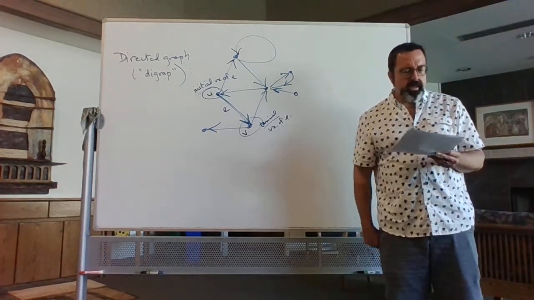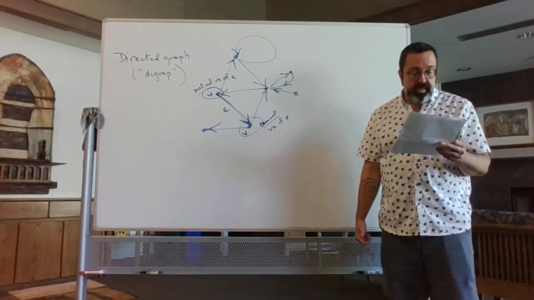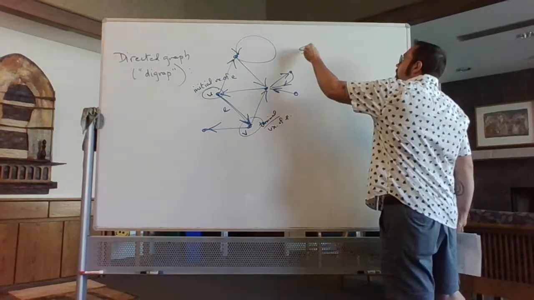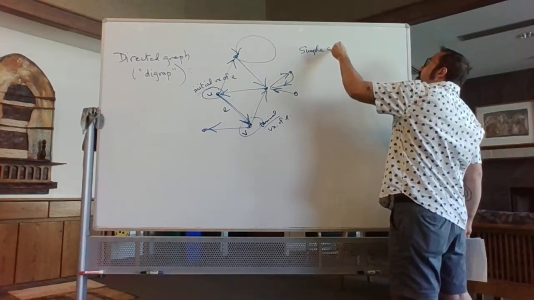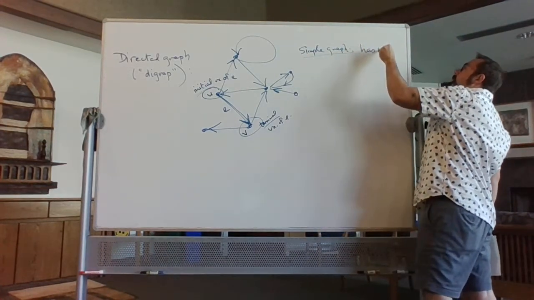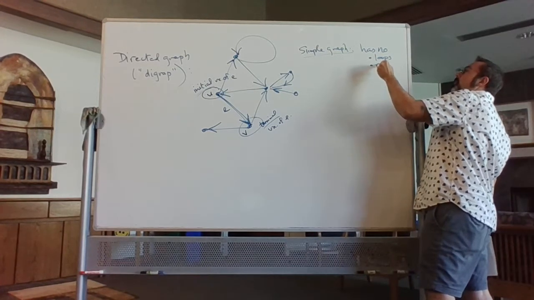I've got just a couple more concepts I want to talk about, some special kinds of graphs, and then we'll do a quick example and end this section with a quiz. A couple more pieces of terminology. A simple graph has no loops and no parallel edges.